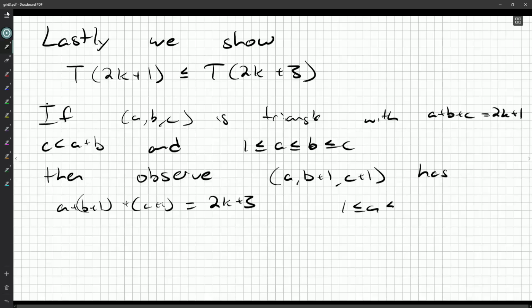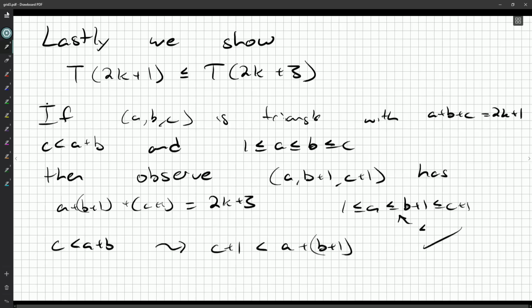1 is less than or equal to A is less than or equal to B plus 1 less than or equal to C plus 1. In fact, this one here can become a strict inequality, but we don't need that. And finally, C less than A plus B implies that C plus 1 is less than A plus B plus 1. Just add 1 to both sides. Therefore, we get a triangle for the count in T of 2k plus 3, and that's enough.